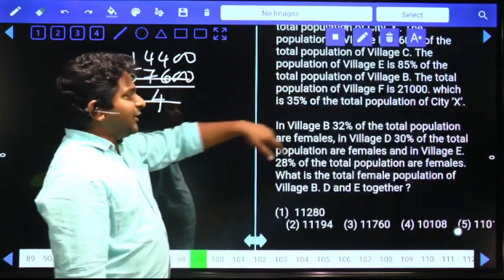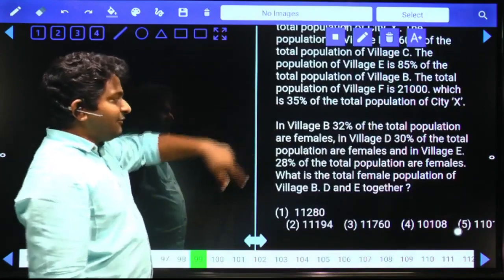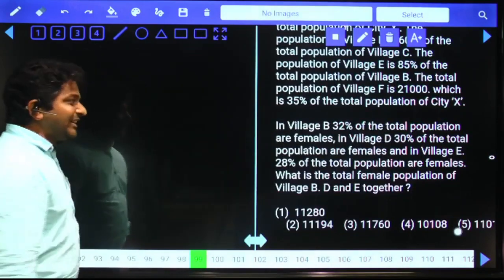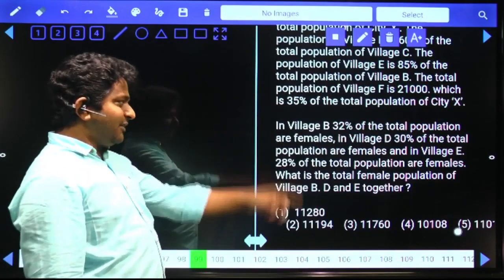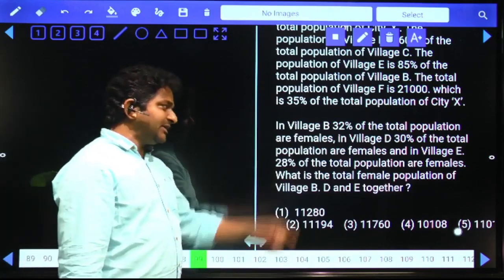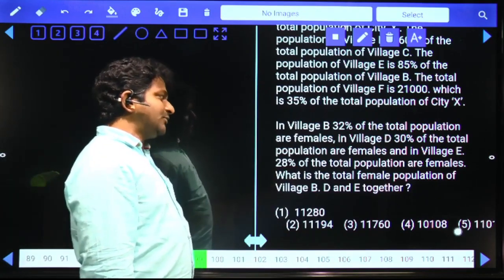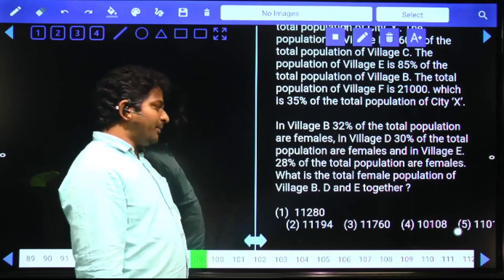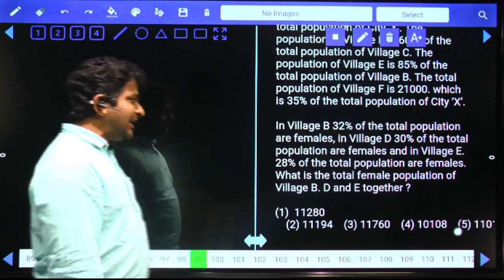In village B, 32% of total population are female. In village D, 30% of the total population are female. Village E, 28% of total population are female. What is the total number of female population of B, D, E?